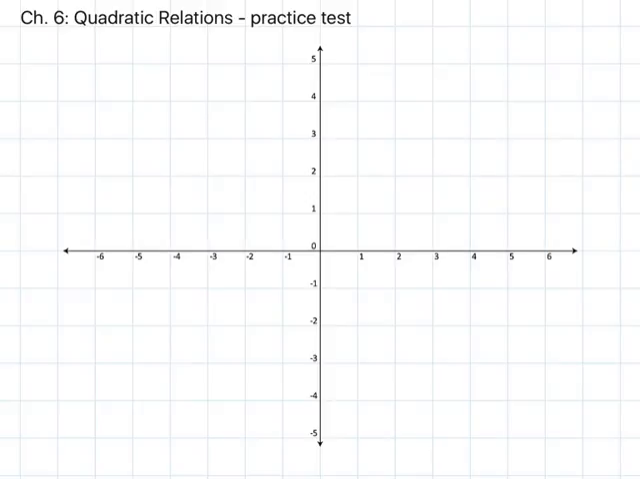Okay, Chapter 6 Practice Test. Question 1. Graph each set of data, then draw the line or curve of best fit. So for A, we have -3 and 6, which is somewhere up there.